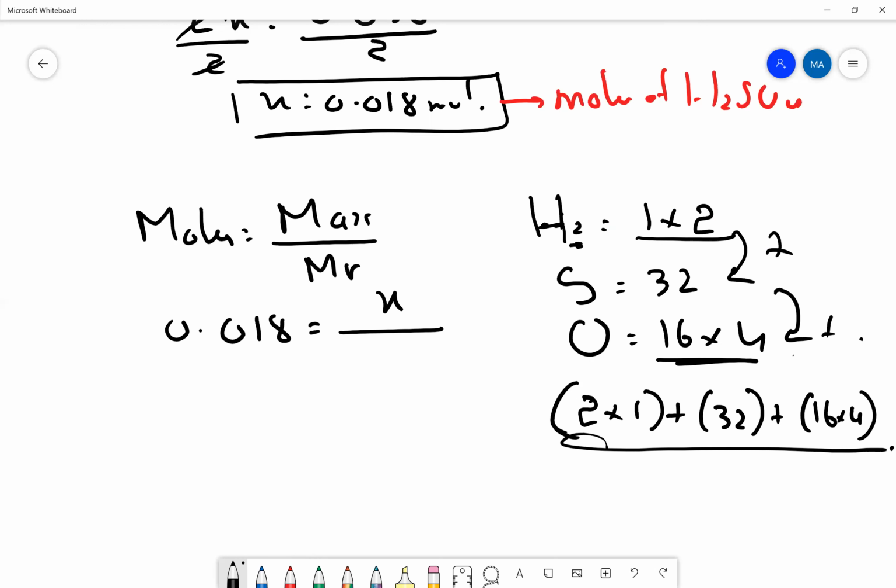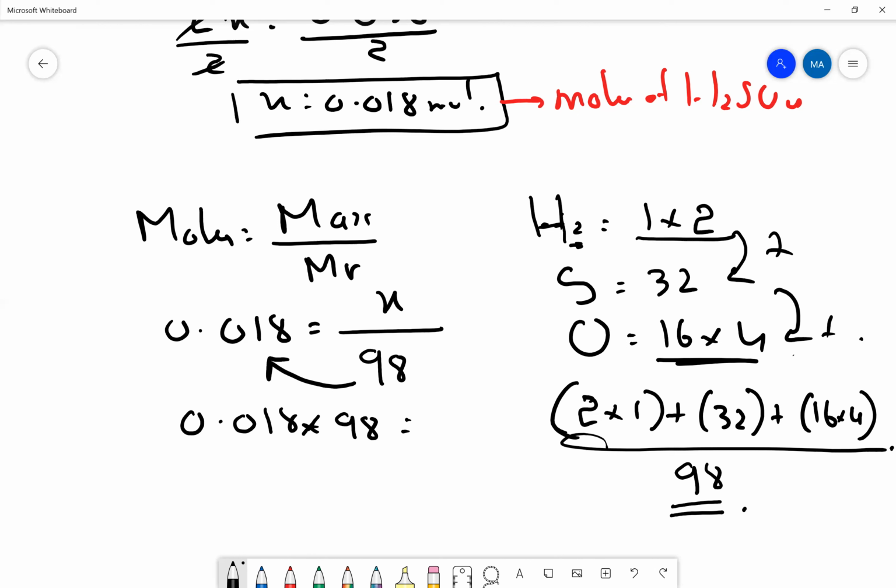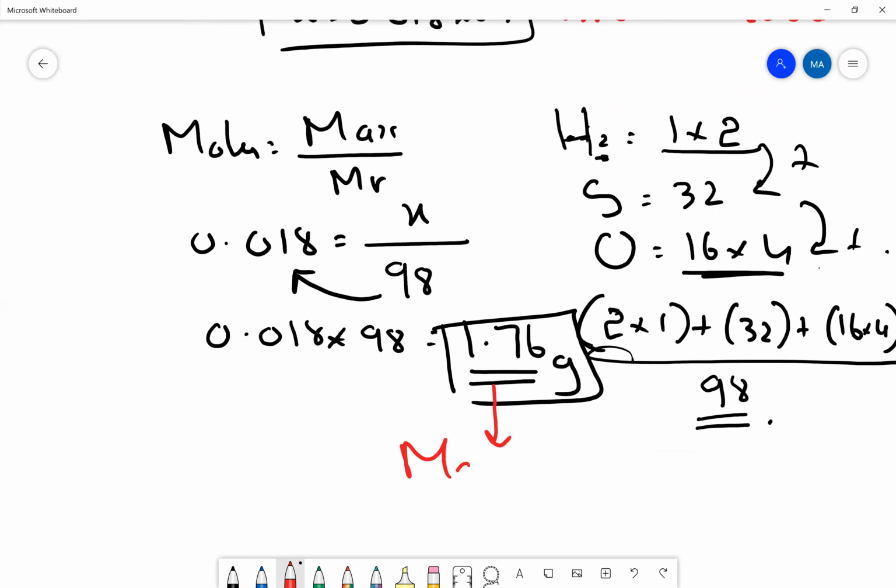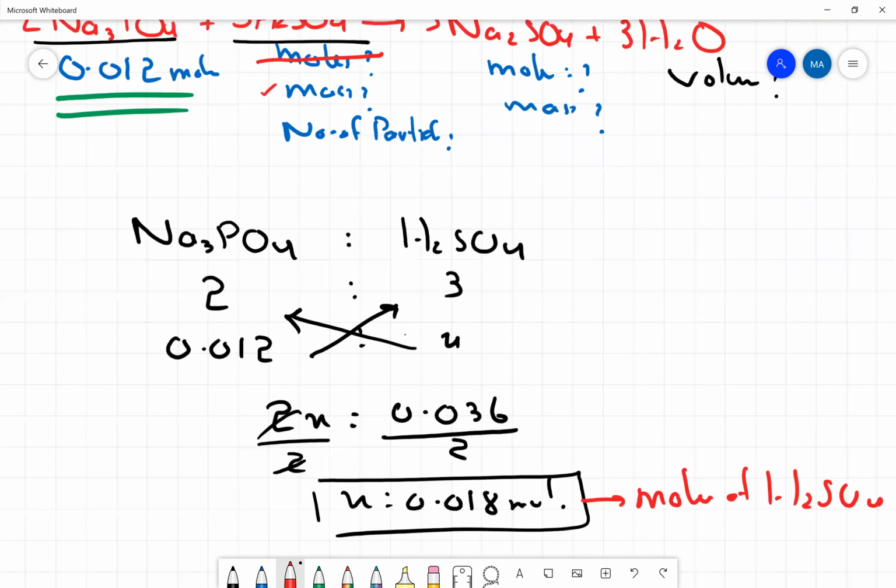98. So 98 is the MR of H2SO4. We're going to write it here. Now multiply 98 with 0.018. 98 times 0.018 is 1.76. So 1.76 is the mass of H2SO4. Let's write it: mass of H2SO4. So we're done with another quantity. Let's cross it out.